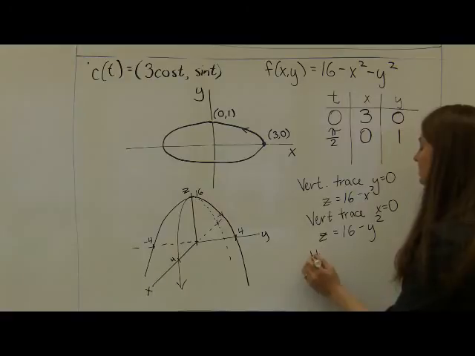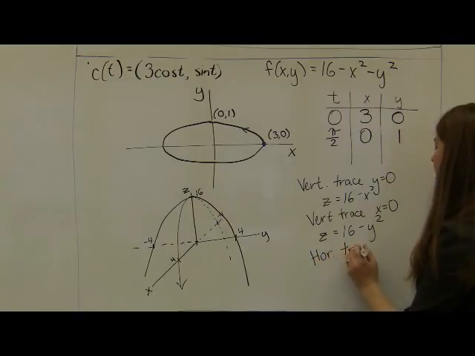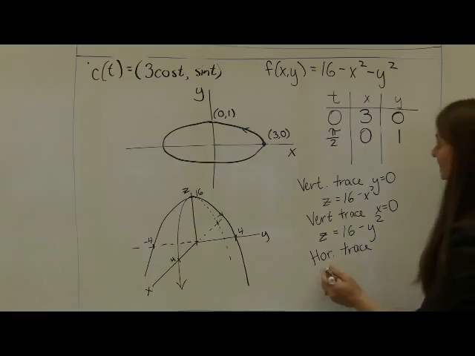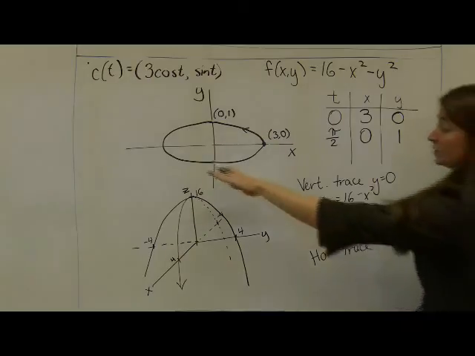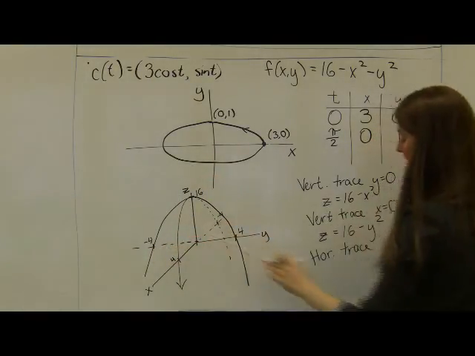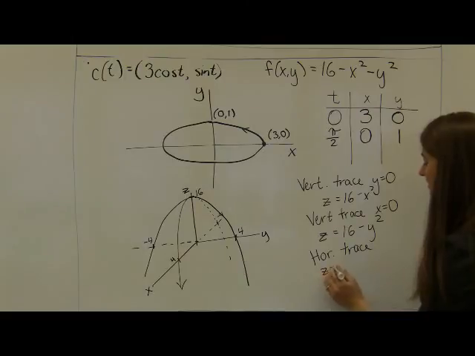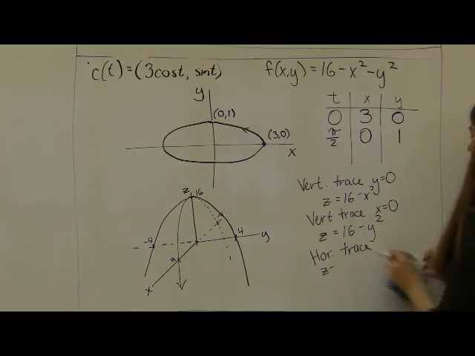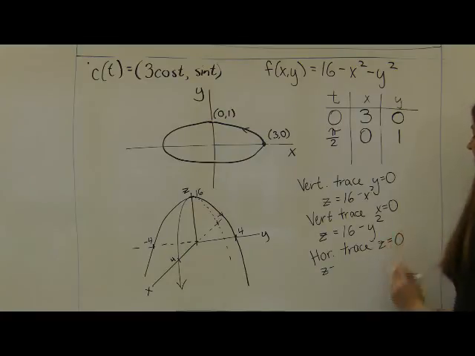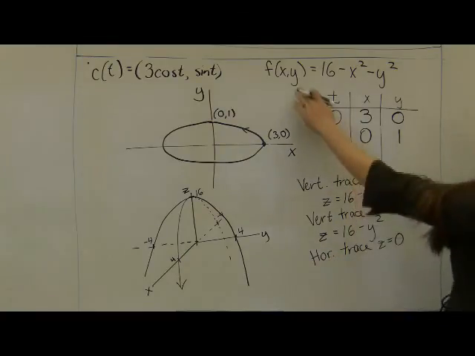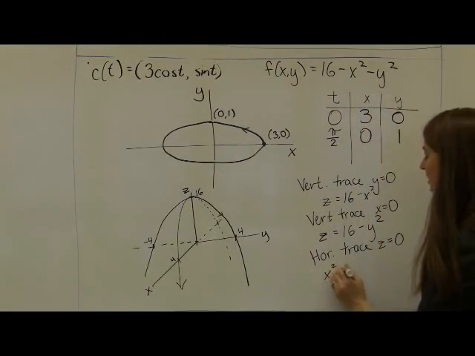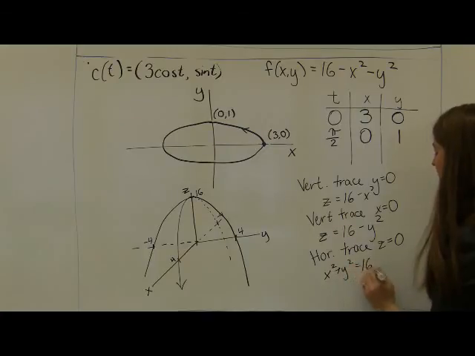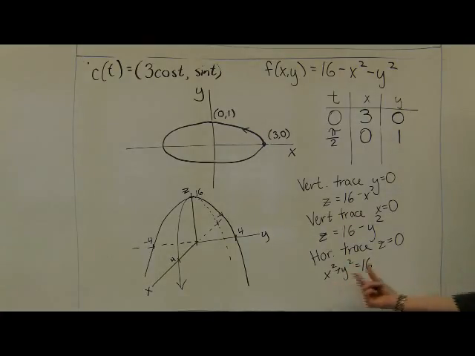Finally, when I look at my horizontal traces, let's set our z value equal to 0. So we're looking at what is our horizontal trace right in the xy plane. If I set z equal to 0, I get 0 is equal to 16 minus x squared minus y squared. I can solve algebraically and see that x squared plus y squared would have to be equal to 16. And we know what this is. This is a circle of radius square root 16, or a radius 4.